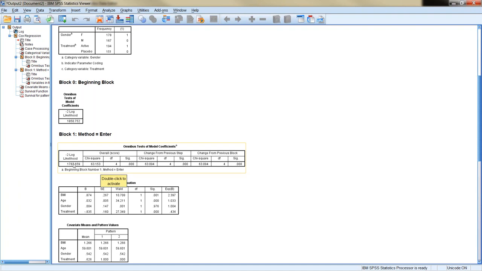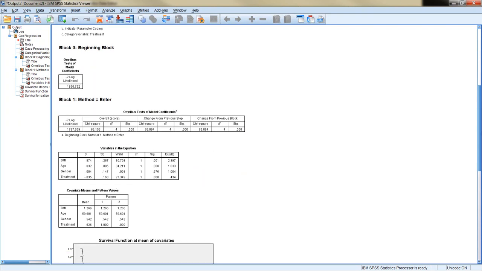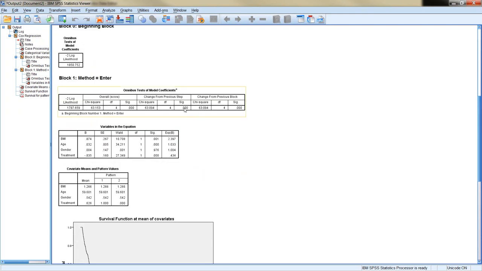It's smaller, and we want smaller. Smaller is better. And then we look to see if it's significant. And it is. So the overall model is significant now, and the change of adding your covariates versus the no covariate model, the intercept model only, is also significant. So that's good. We have a good model fit. We want to see p-values less than .05 in our significance.